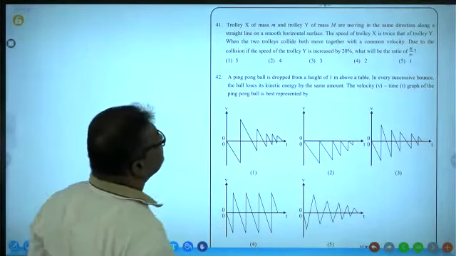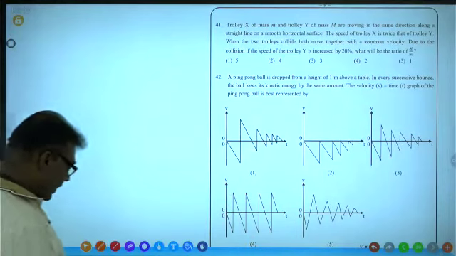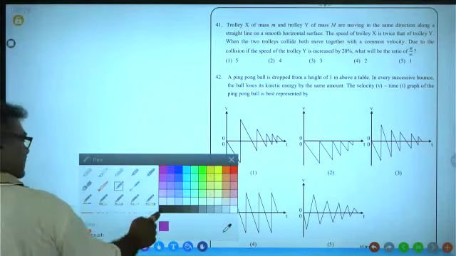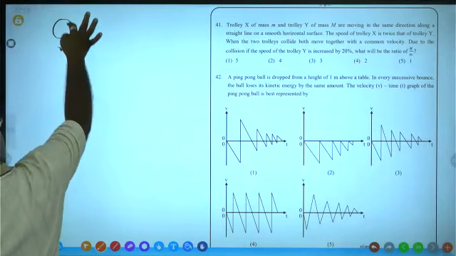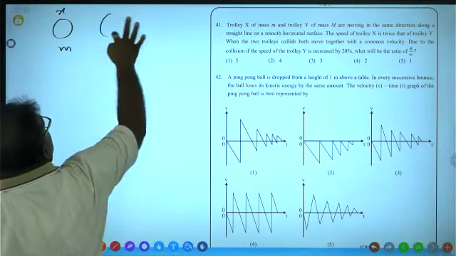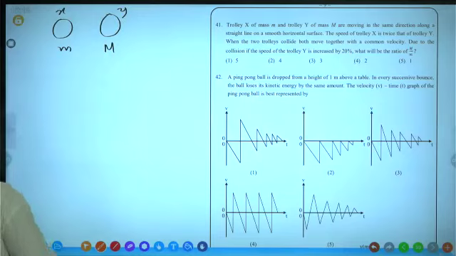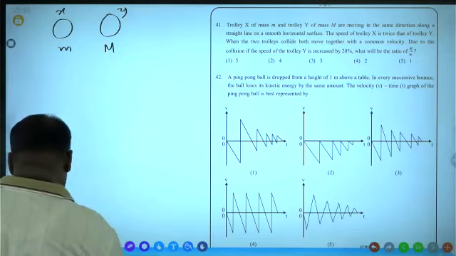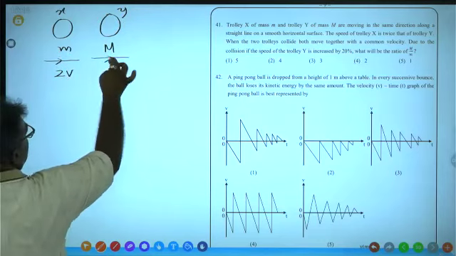Number 41. Trolley X of mass m. Right, let's take this one. A trolley X of mass small m and a trolley Y of mass capital M are moving in the same direction along a straight line on a smooth surface. The speed of trolley X is twice that of trolley Y. 2v, and this one is v, right?